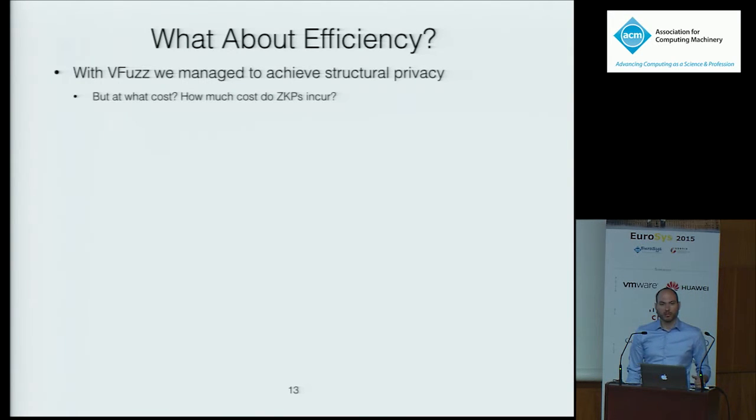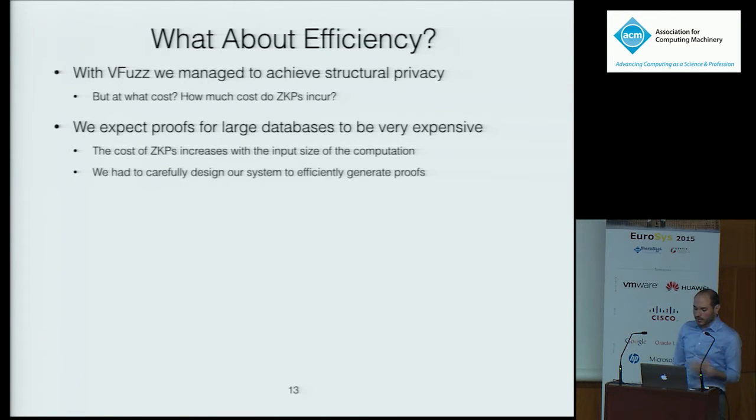So far, we have talked about structural privacy. Now it's time to talk about efficiency. What is the cost of verifiability, and how much do we have to pay to generate these zero-knowledge proofs for large databases? As it turns out, the cost of proof generation depends on the size of the input. So large databases require very expensive proofs, even for simple queries. As we will see, VFuzz queries have a special form that helps us efficiently generate zero-knowledge proofs using Pantry.